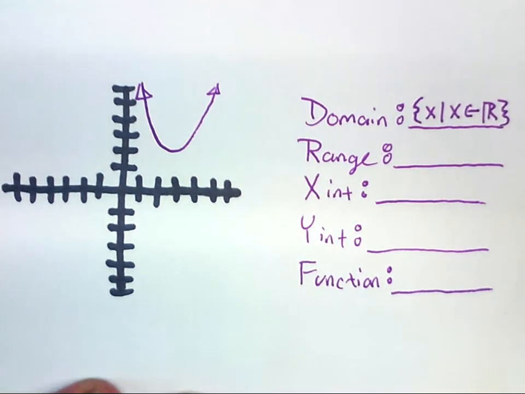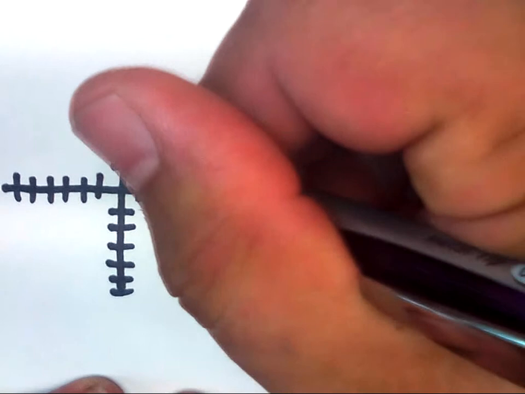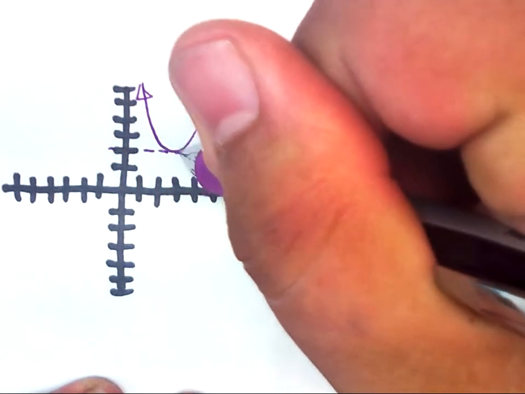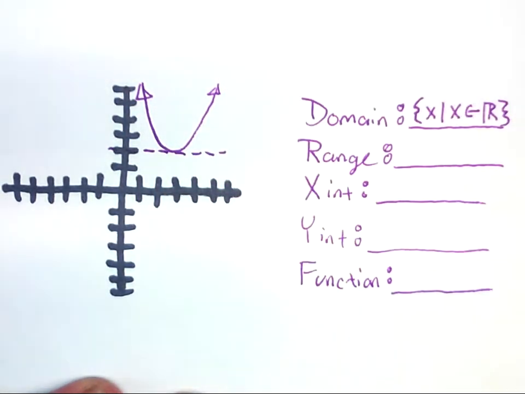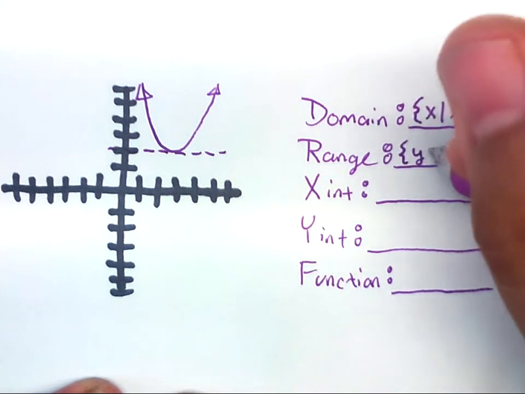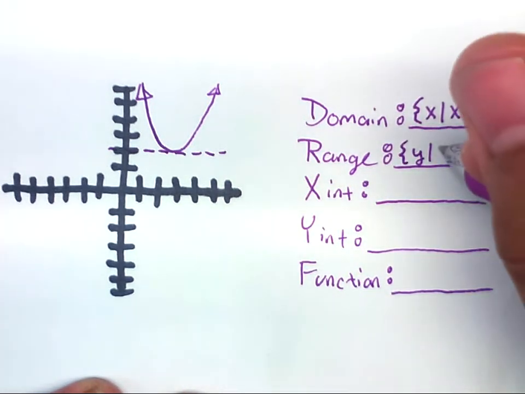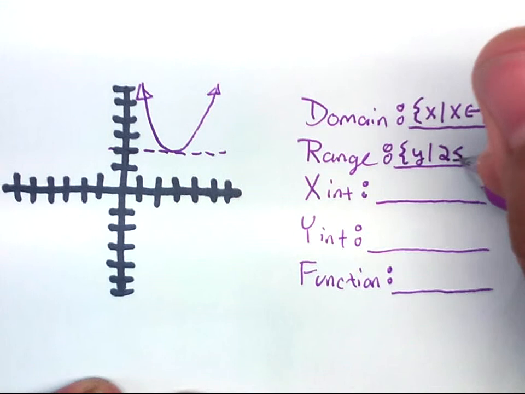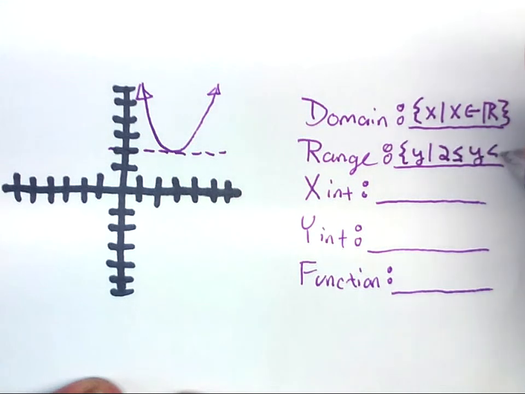The y value, you can see it doesn't even really get that low. It kind of hits right at about 2. So we're going to go ahead and say that the range is y such that the lowest it can be is 2. I'll say it's inclusive. Y and infinity. Okay.